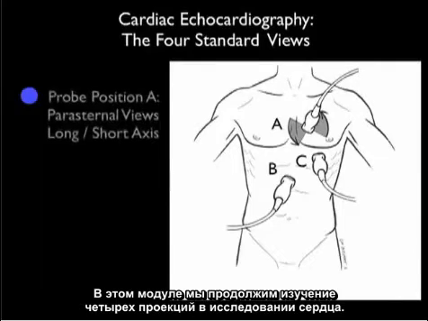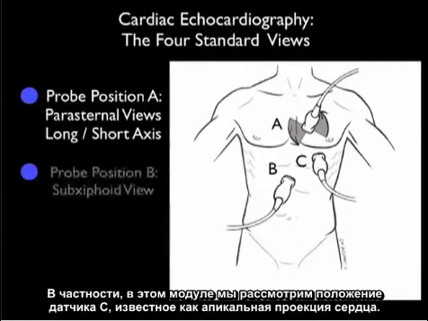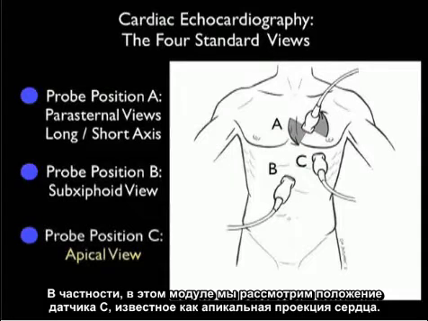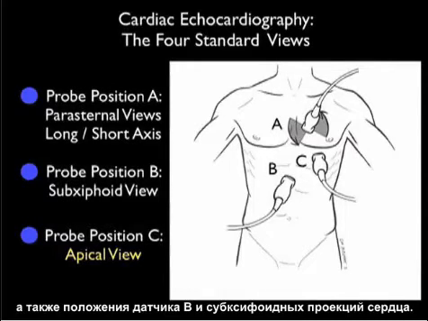In this module, we'll continue our journey down the path of the 4 cardiac examination views. Specifically, we're going to look at probe position C, known as the apical view of the heart. I hope you've been able to join me prior for looking at probe position A, the parasternal views, and probe position B, the subxiphoid views of the heart.